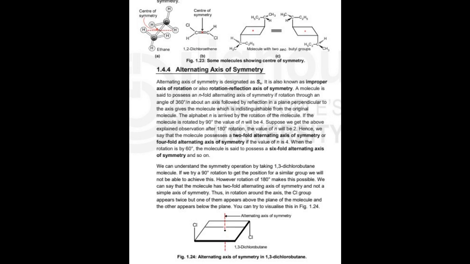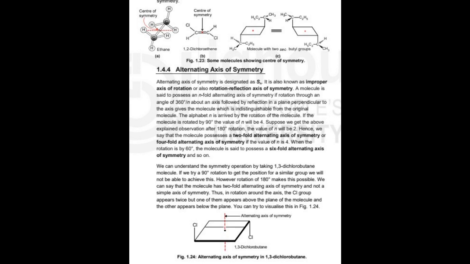Thus, in rotation around the axis, the Cl group appears twice, but one of them appears above the plane of the molecule and the other appears below the plane. You can try to visualize this in Fig. 1.24. Fig. 1.24. Alternating axis of symmetry in 1,3-dichlorobutane.